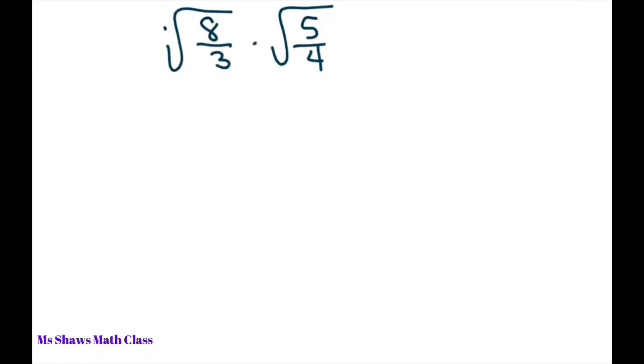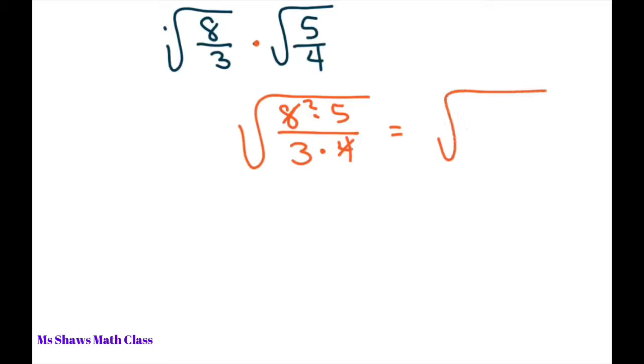So first thing I do is combine this since it's multiplying. It'll be 8 times 5 divided by 3 times 4. Now what you notice is that 4 goes into 8 2 times. So we really have 2 times 5 divided by 3, which is going to be square root of 10.